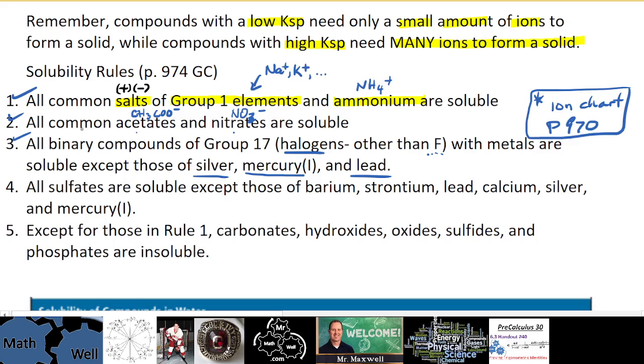All sulfates, SO4 2-, are soluble, except if you have barium, strontium, lead, calcium, silver, or mercury sulfate. So if you have any of these cations, the positive ions, with a sulfate, those are generally going to be fairly insoluble. Except for those in Rule 1. Rule 1 is the far left column, Group 1 elements. So anything other than the Group 1 elements, generally carbonates, hydroxides, oxides, sulfides, and phosphates are insoluble. Most carbonates are insoluble. Most hydroxides are insoluble.